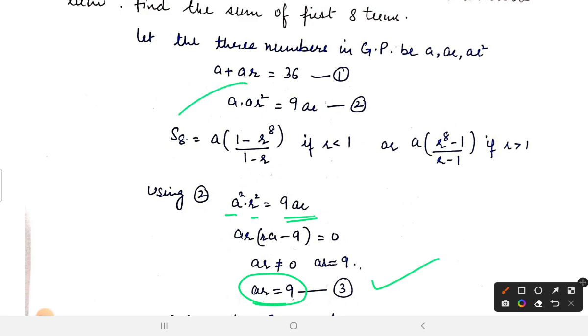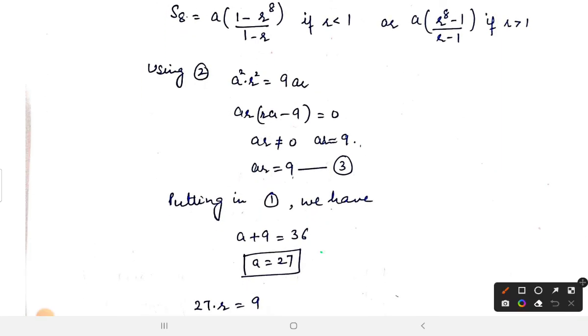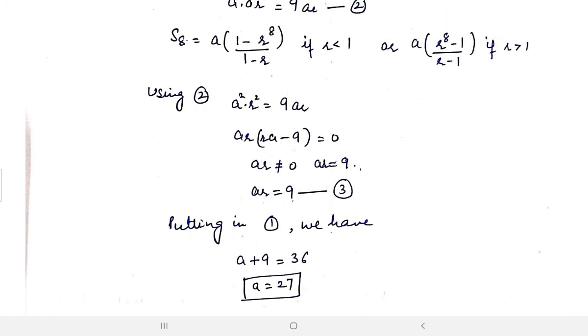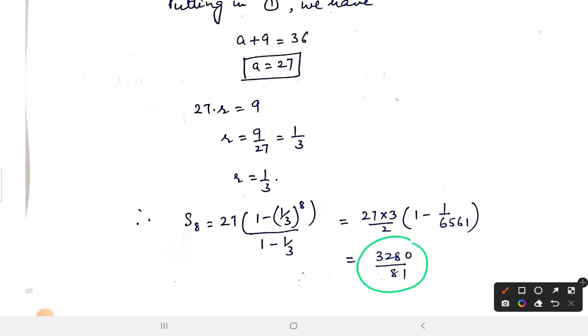Put the value of AR in equation 1. So we have A plus 9 is equal to 36. After solving this, A is 27. So we have A with us. Now put the value of A here and find R. So R is 1 by 3, which is less than 1. Apply this formula. A is 27 and R is 1 by 3. Put the values, and you will get S8 equal to 3280 upon 81 after solving this.